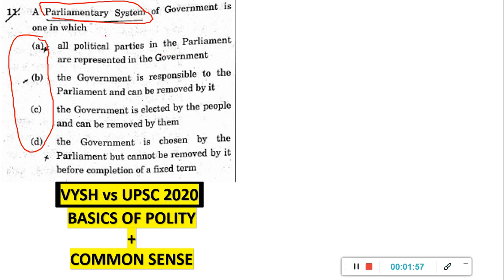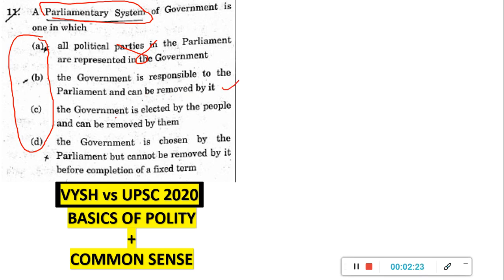So here, all political parties in the parliament are represented in the government. Ours is a parliamentary system, and every political party need not be in the government, so this is a blunder statement. Now, the government is responsible to the parliament and can be removed by it. This looks true: the executive is responsible to the legislature, and it can be removed. The Lok Sabha can have a no confidence motion and it can be removed. So this is a possible true statement.